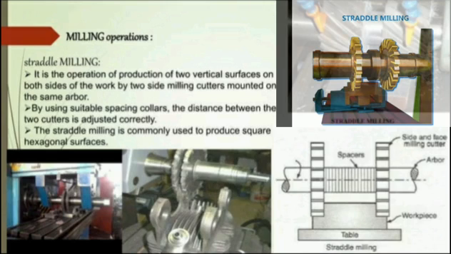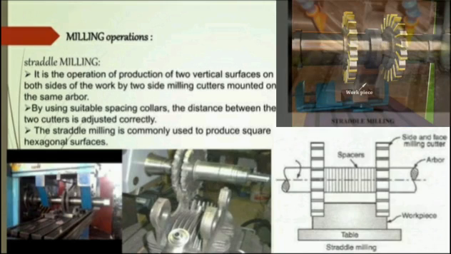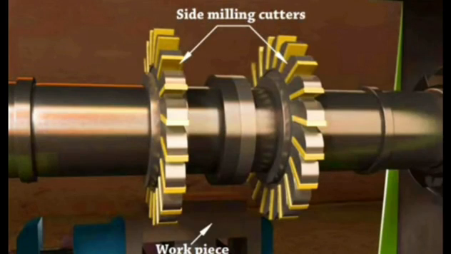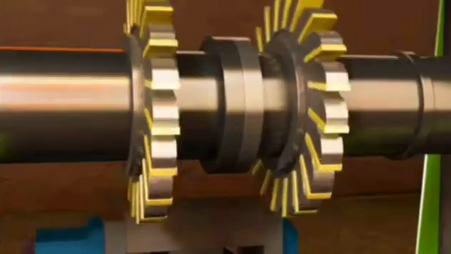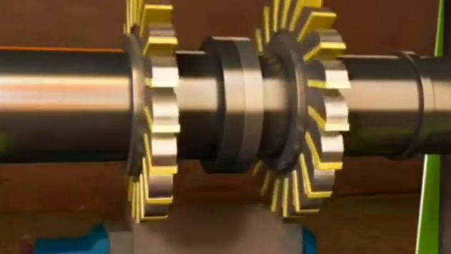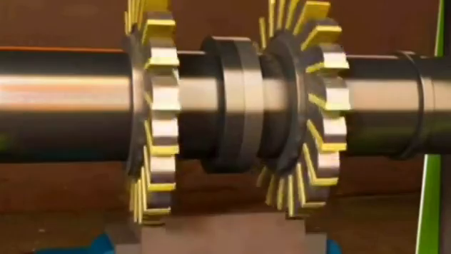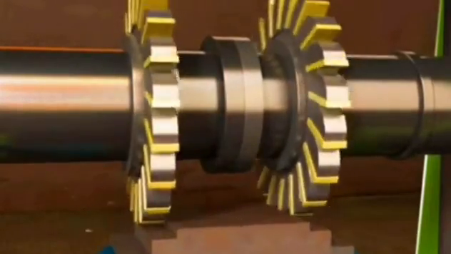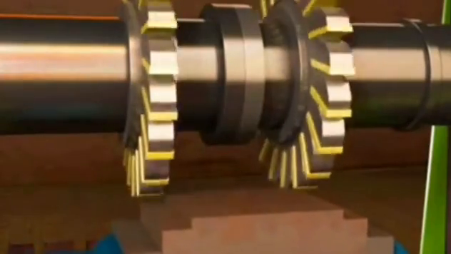Operation 4. Straddle milling. It is the operation of production of two vertical surfaces on both sides of the work by two side milling cutters mounted on the same arbor, by using suitable spacing collars. The distance between the two cutters is adjusted correctly. Straddle milling is commonly used to produce square and hexagonal surfaces. It is illustrated by these images and animation.